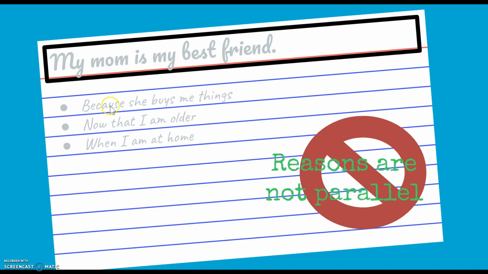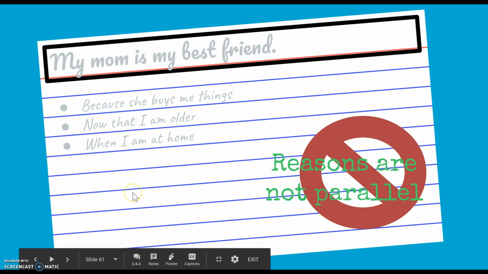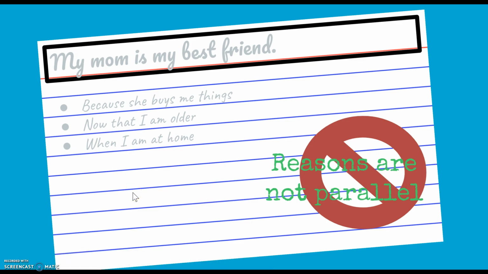My mom is my best friend because she buys me things. My mom is my best friend now that I am older, and my mom is my best friend when I am at home. These reasons aren't parallel, which means they don't connect. None of them talk about the same thing, nor do they answer the when, the why, or the how.